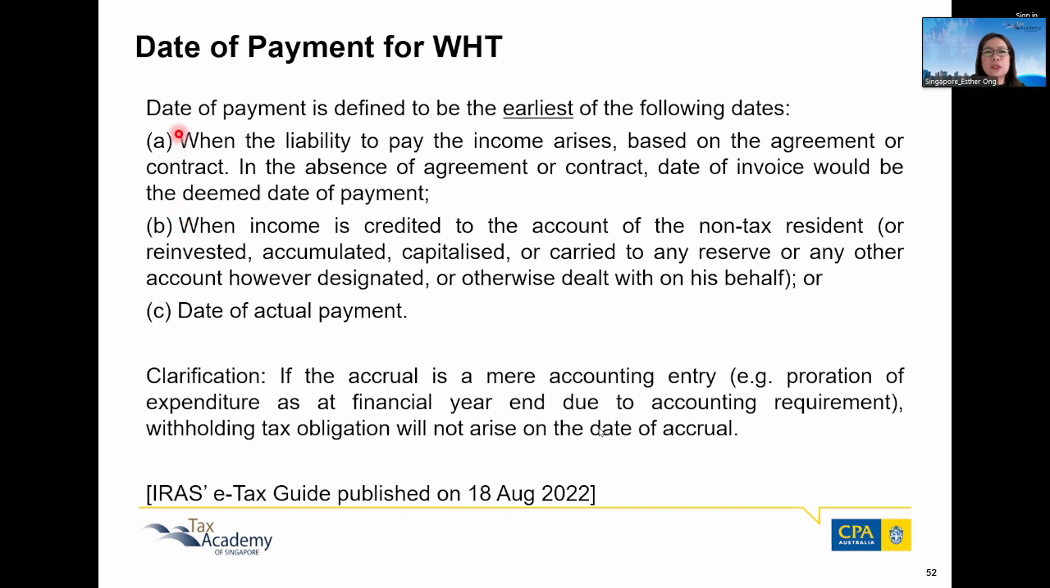So we will look at these three different types of date of payment and see which one is the earliest date. The earliest date then will trigger the date for withholding tax payment, which is by the 15th of the second month following the date of payment. There's a clarification that was issued in the IRAS e-tax guide published on 18 August 2022. It clarified that if it is just a mere accounting entry for accrual, then this does not trigger a date of payment for withholding tax purposes.